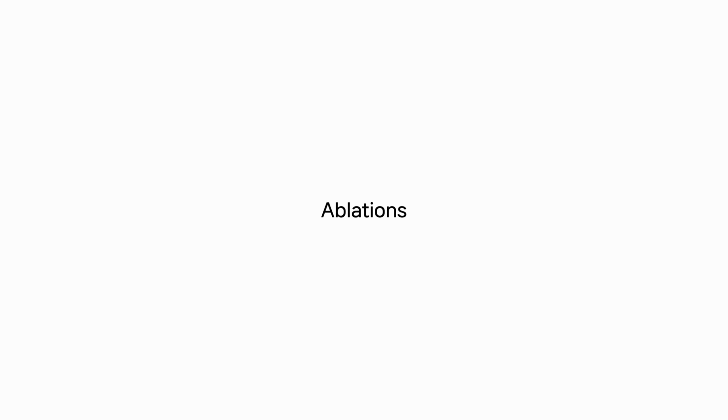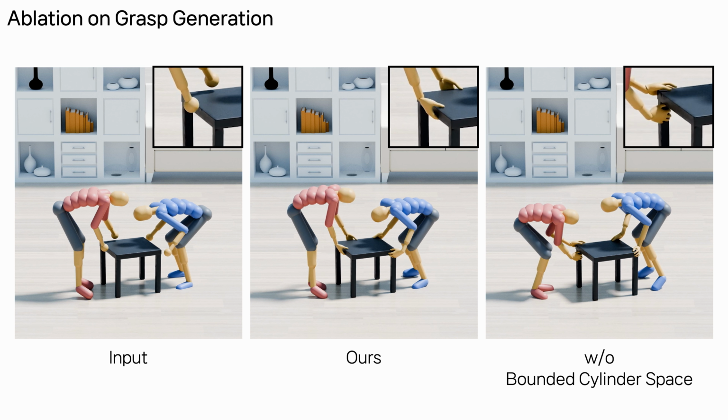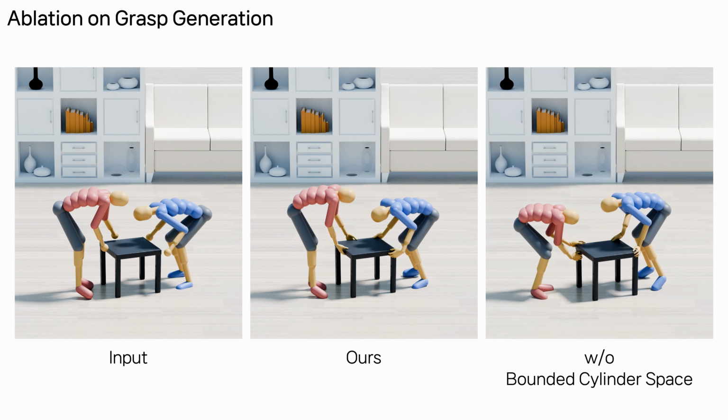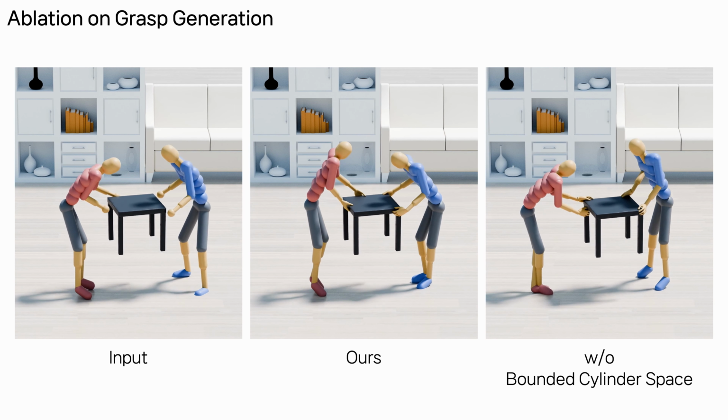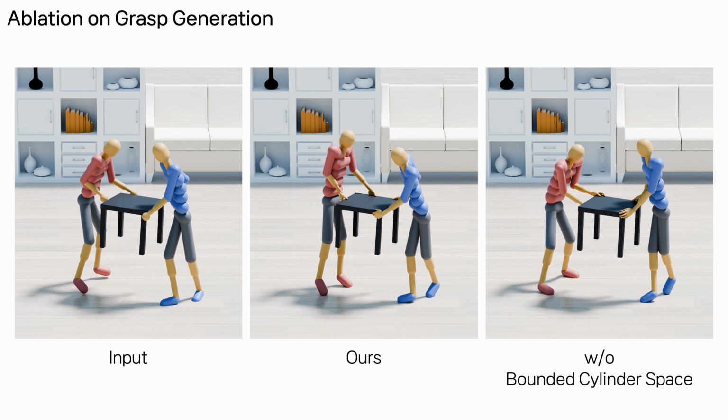We present ablation studies for each technical component of our pipeline. During the optimization process to generate hand grasp poses, using bounded cylinder space encourages synthesizing grasps that are semantically consistent with the given input motion. Without the cylinder, the generated grasp looks visually plausible, but may semantically be inconsistent. Additionally, this causes the optimized body pose to deviate significantly from the input.